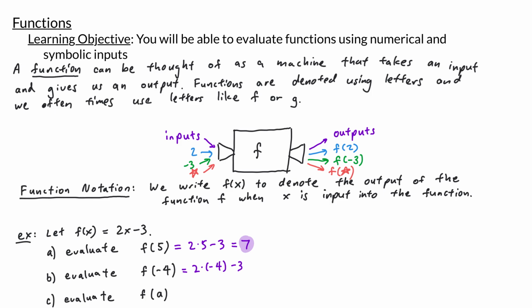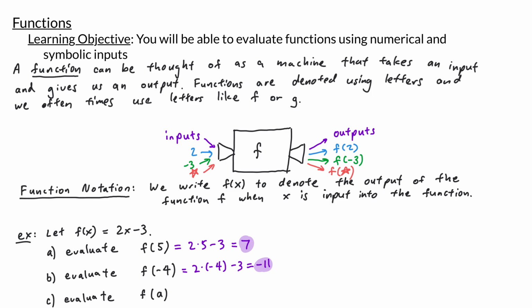Now if we want to figure out the output, we just have to perform the arithmetic. 2 times -4 gives us -8. If we then subtract 3, we get -11. So the output of our function f here, when we input -4, is -11. For our last example, we want to evaluate f of a. This time our input is a letter rather than an actual number.